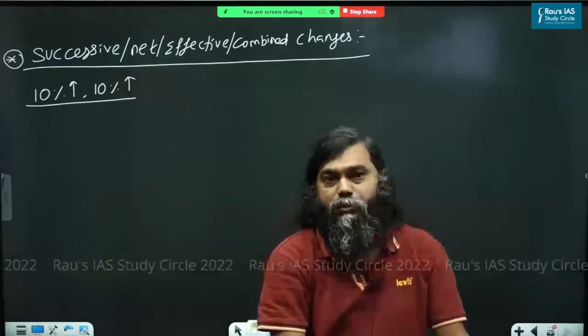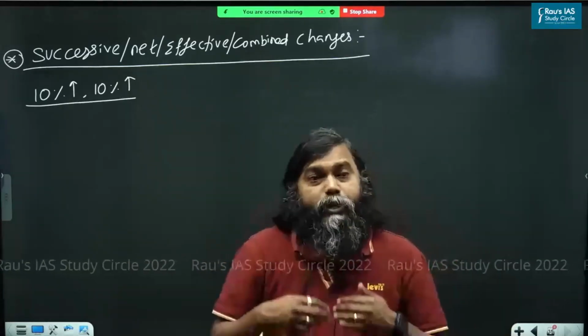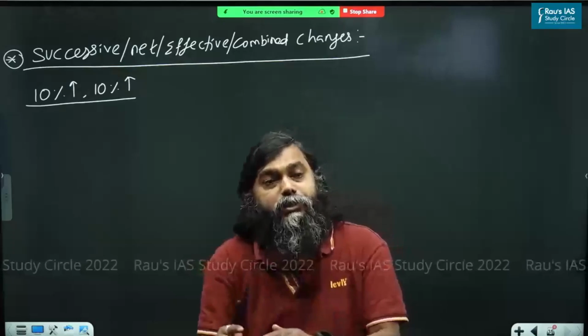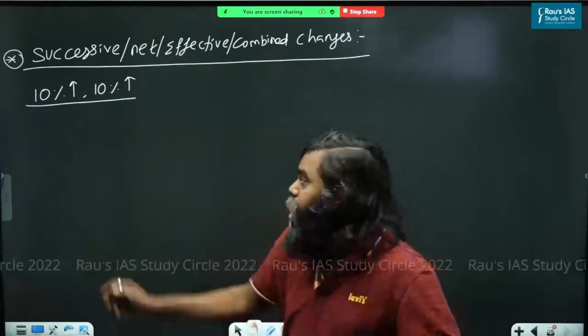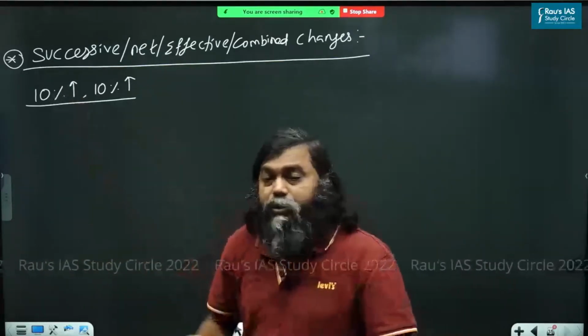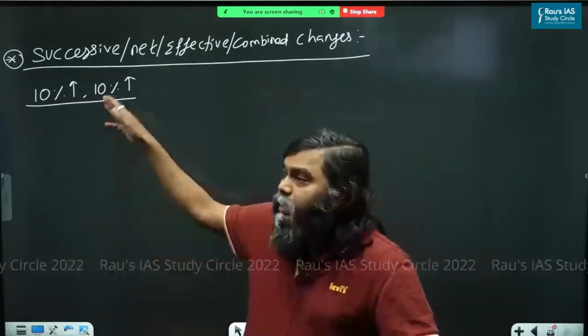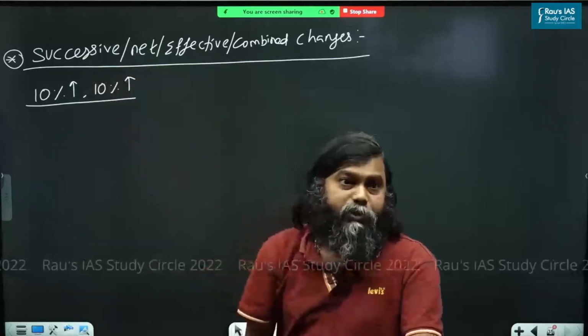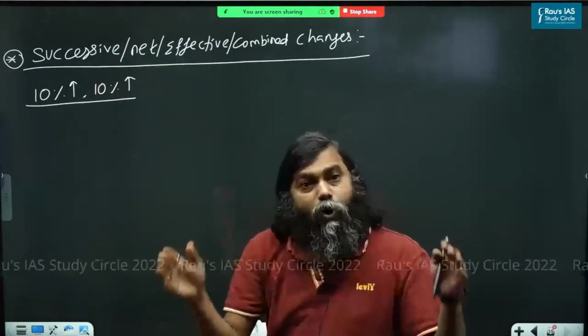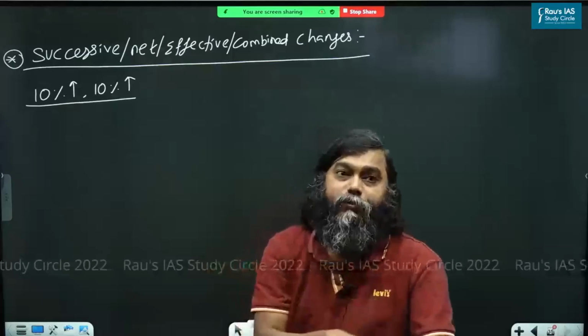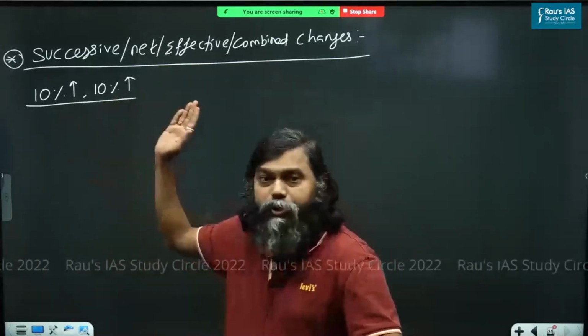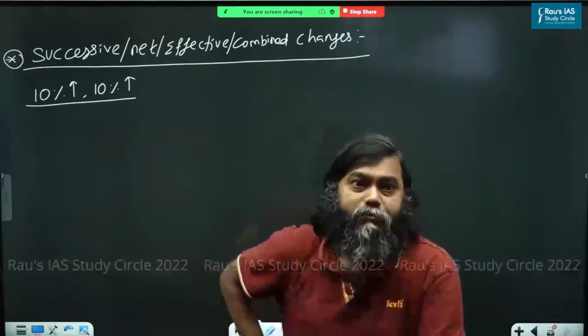Then how do we know we can solve this question by successive changes or not? Listen carefully. In the first year, my income increased by 10%. In the second year, again my income increased by 10%. After 2 years, what is the total increase in my income? Can I say 10 plus 10, 20% my income is increasing? Why?